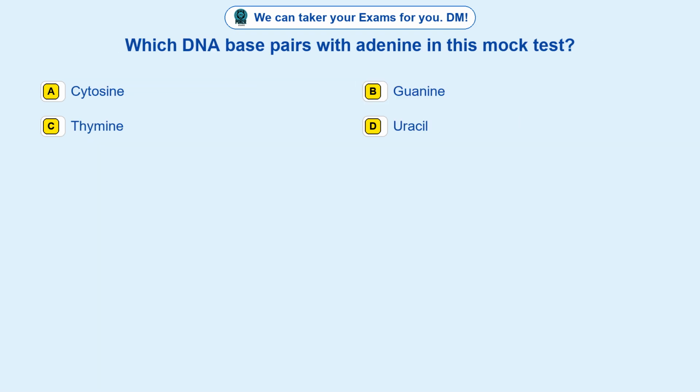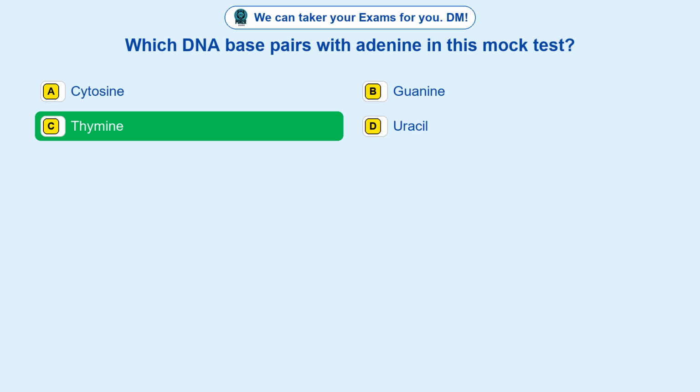Question 7. Which DNA base pairs with adenine in this mock test? Option A, cytosine. Option B, guanine. Option C, thymine. Option D, uracil. The correct answer is option C, thymine.